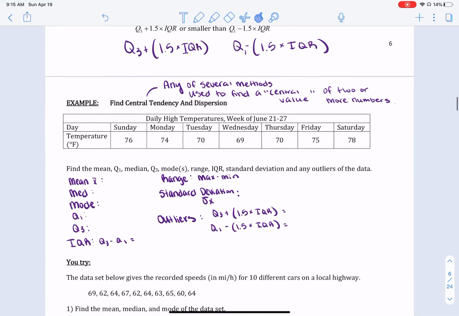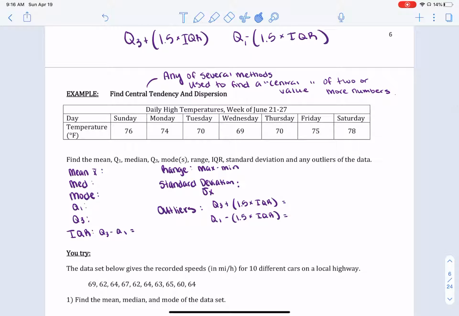So here's our first example. It says find central tendency and dispersion. Central tendency is any of several methods used to find a central value of two or more numbers. So that's like finding our mean, median, mode. That's basically what that's saying.